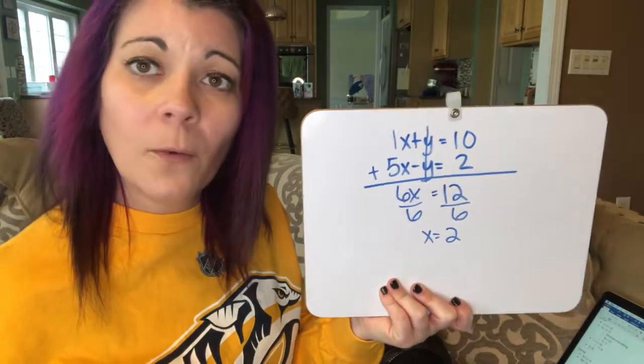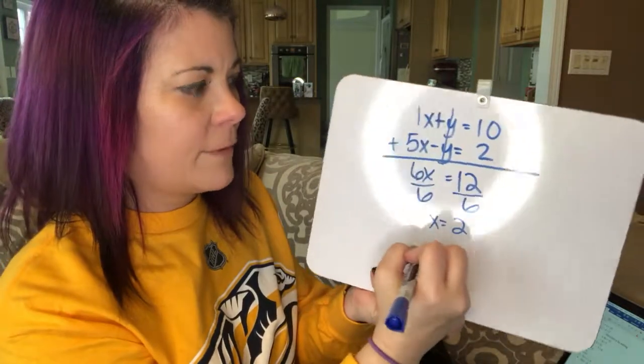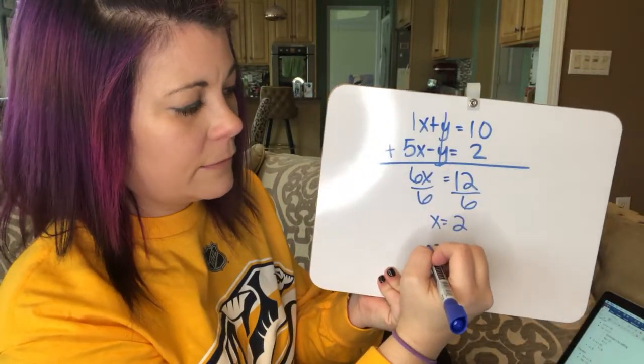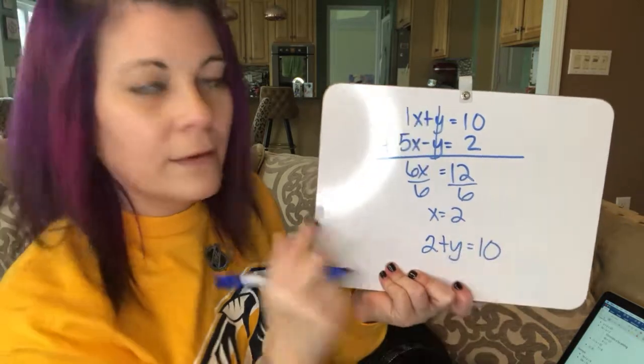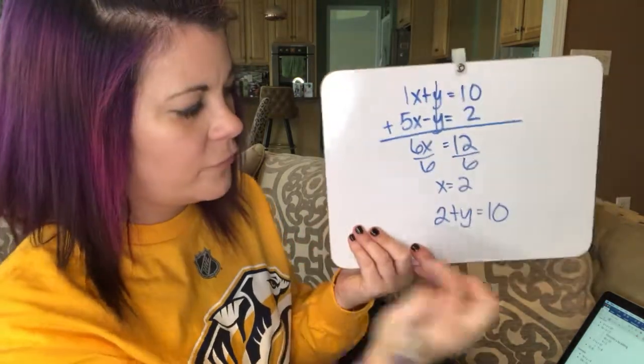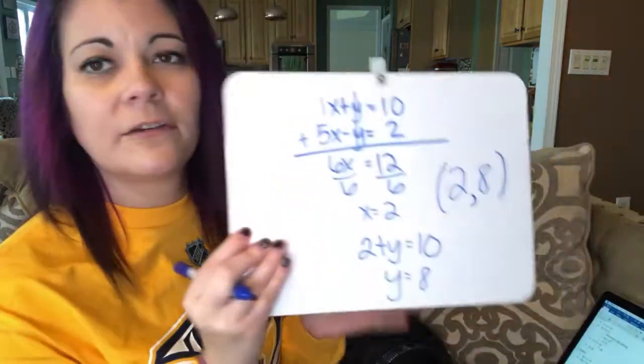And then to find y, we just plug it back into either one of these equations. I'm going to do the x plus y. So instead of writing x, I'm writing 2 plus y equals 10. And then I solve for that. Subtract 2 from both sides. y is going to equal 8. So in this case, where these two lines intersect is (2, 8).